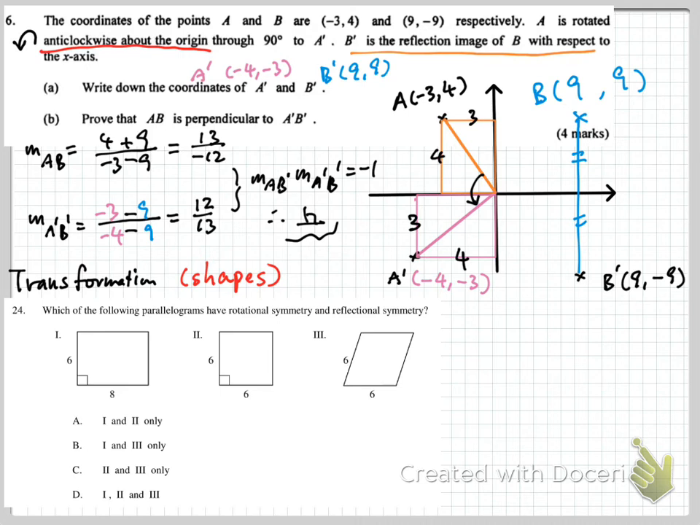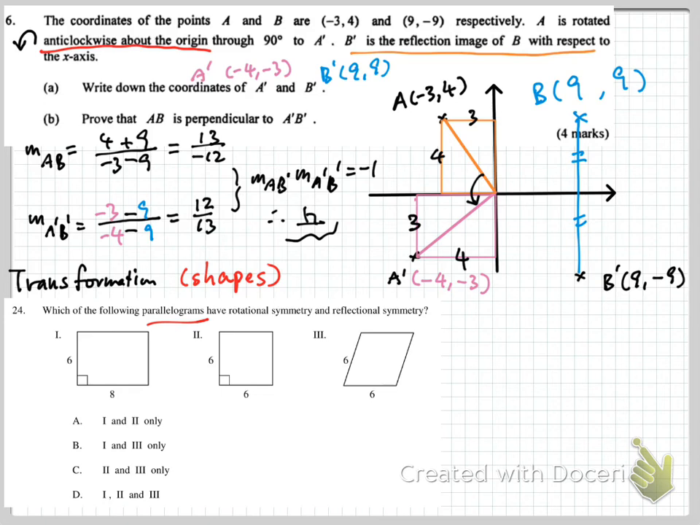So these two are the DSE questions about the transformation of a single point. We learned that in junior form. Also, at the bottom of this page, there is another question on the transformation of shapes. Instead of a single point, now we have a shape. These are all parallelograms. We want to investigate the rotational and reflectional symmetry. Do we have reflectional and rotational symmetry for these shapes? Let's look at them one by one.